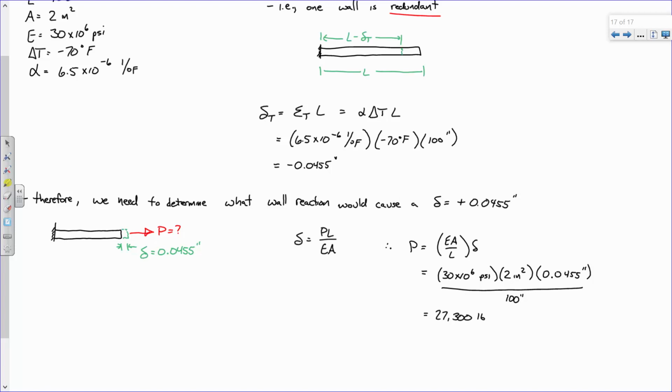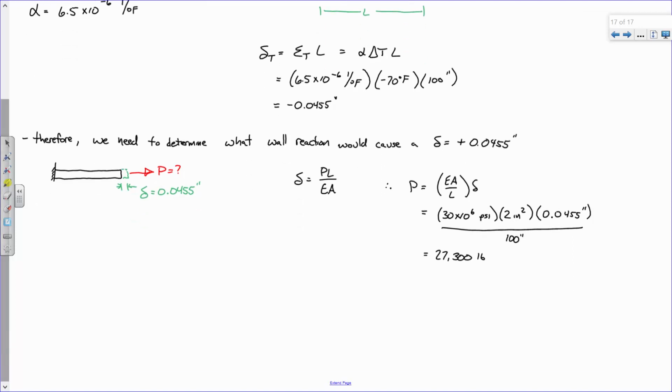Do I have a second on that? So that's how much the wall is having to hold that bar back to keep it at a constant length. Now, was the problem asking for the force, or was it asking for the stress? I think it was asking for the stress, right? And how do we compute the stress from that? Divide by the area. So therefore, stress is force over area, which is 27,300 pounds divided by 2 square inches. And so that comes out to be 13,650, you said?